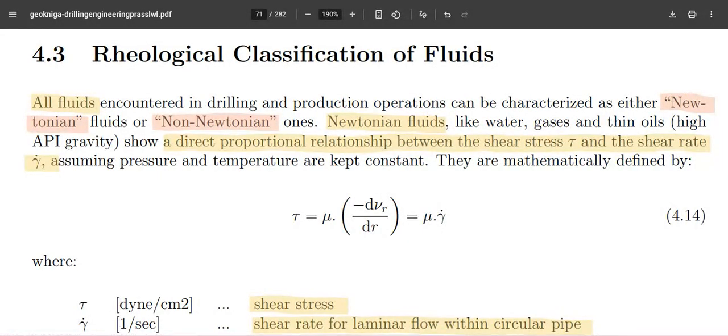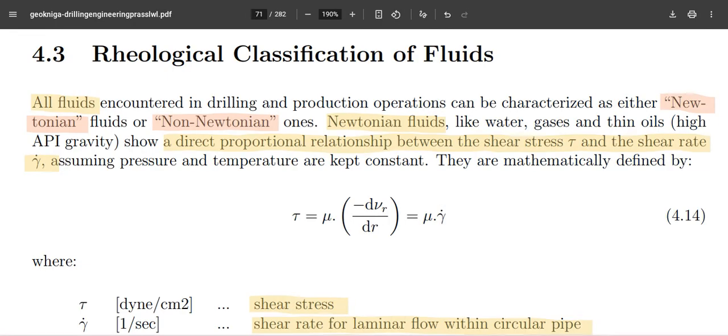Hi all. In this video, we'll see about classification of the fluids based on the rheological properties. Normally, all fluids can be classified into two types based on the rheological properties, either as Newtonian fluids or non-Newtonian fluids. If there is a direct linear proportional relationship between the shear stress and shear strain or shear rate, then that fluid is termed a Newtonian fluid. If there is no direct proportionality, then it's the other way around, it's a non-Newtonian fluid.